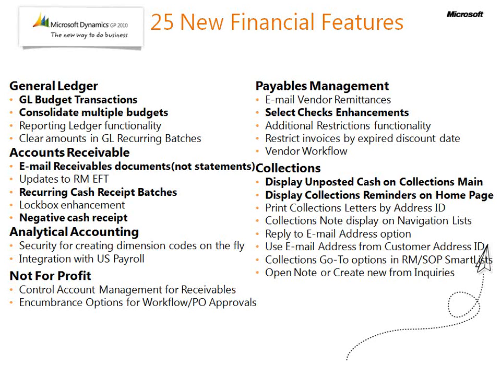In the accounts receivable arena, being able to email receivable documents, not statements. I've highlighted because statements were always available to be emailed around, but of course all of the other documents we spent some time looking at. Updates to the receivable management electronic funds transfer, the ability to maintain recurring cash receipt batches. They've made lockbox processing a bit easier, and everybody's favorite is negative cash receipts, which was the source of a lot of consternation.